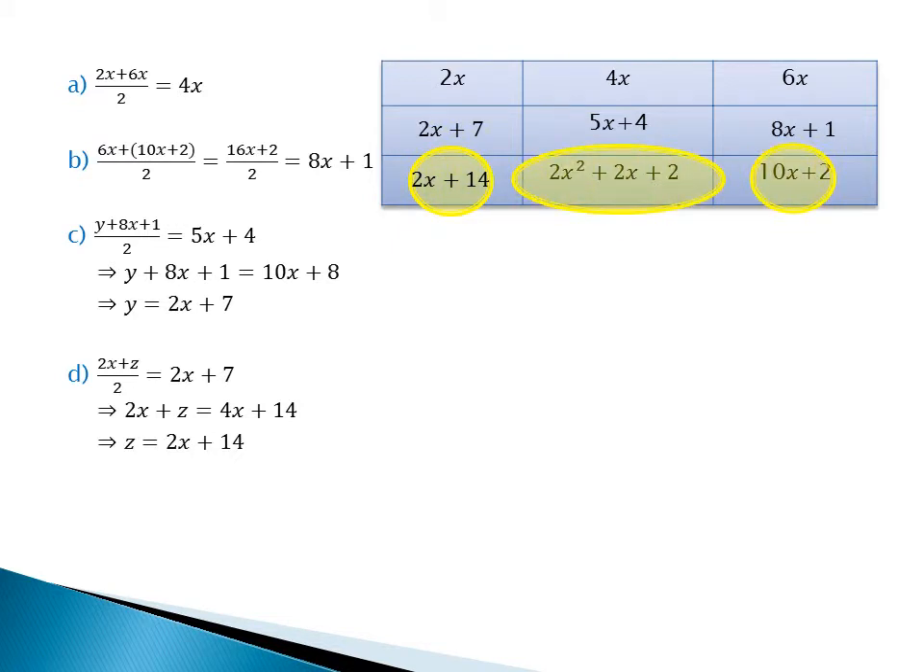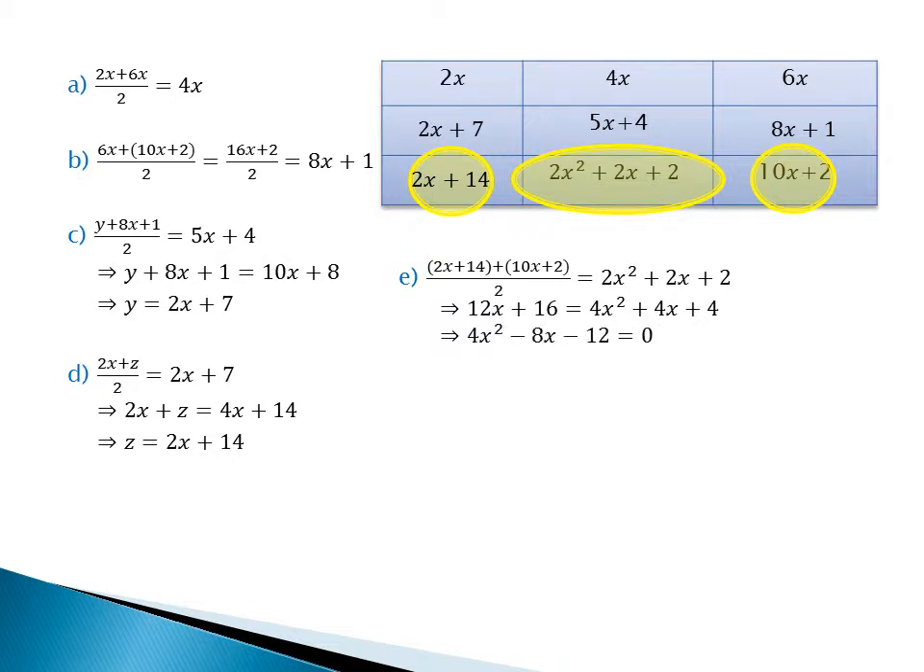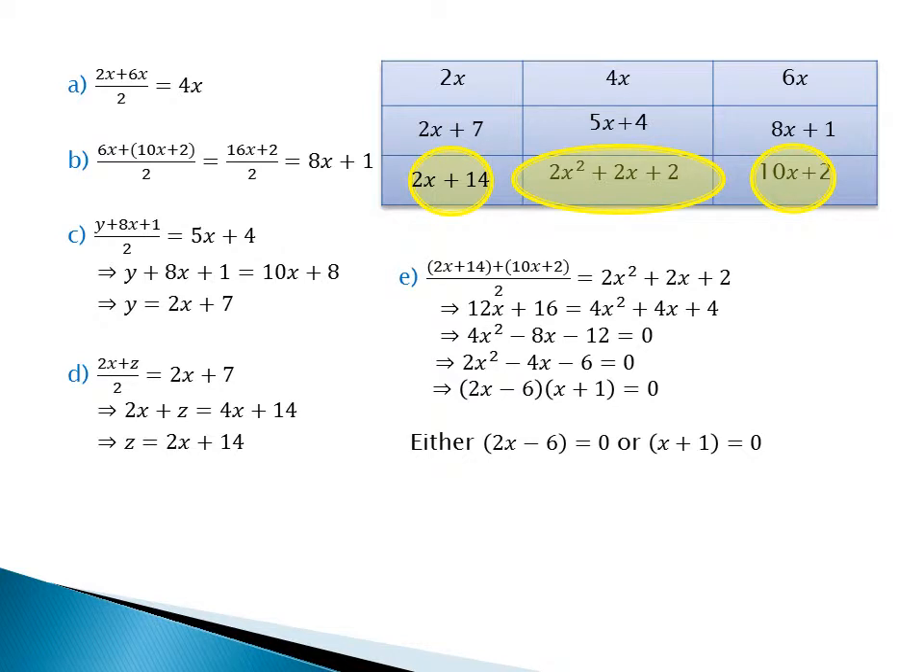Now if you take your bottom row, you can say that 2x plus 14 plus 10x plus 2 all divided by 2 will give you that quadratic. And then you can rearrange to find another quadratic and equal it to 0. And you can simplify and factorise. So either 2x minus 6 equals 0 or x plus 1 equals 0. So x equals 3 or x equals minus 1. And you're taking the positive value, so x is 3.